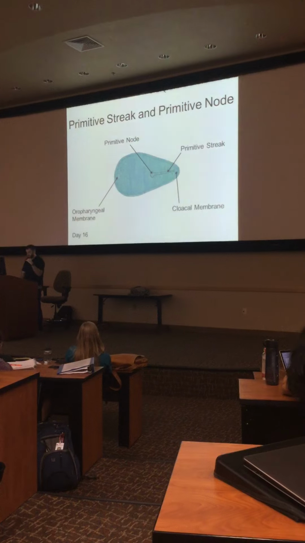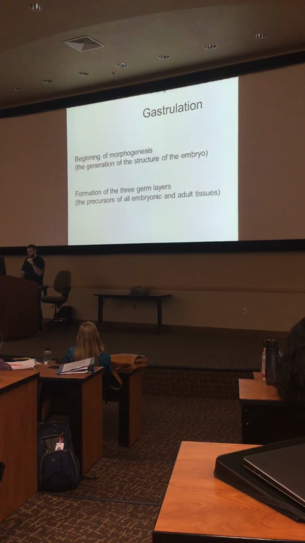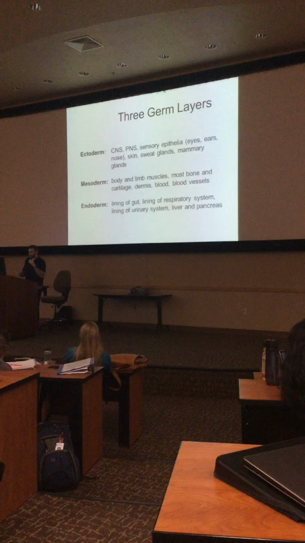So you have this now, and he says this is the beginning of morphogenesis. So the generation of the structure of the embryo and formation of all three germ layers is gastrulation. Okay, so week 3, third week. He talks about three germ layers.